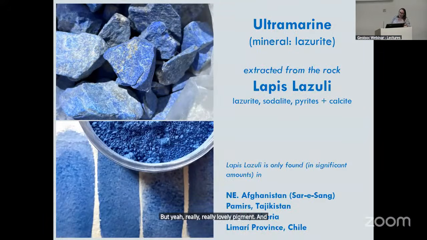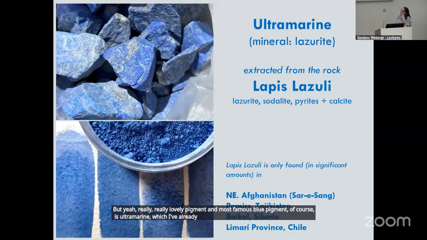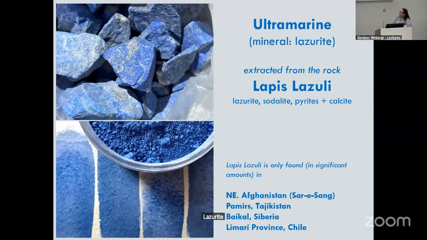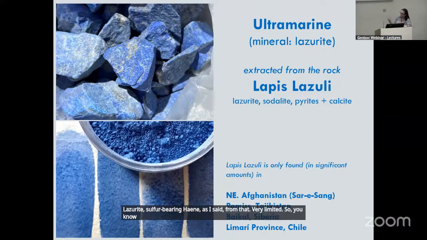And the most famous blue pigment, of course, is ultramarine, which I've already mentioned, so I won't dwell on here. Reduced from the rock, lapis lazuli, but you're extracting the blue mineral lazurite, sulfur-bearing haüyne, as I said, from that. Very limited, so it's locally abundant, but globally rare. So very limited outcrops.